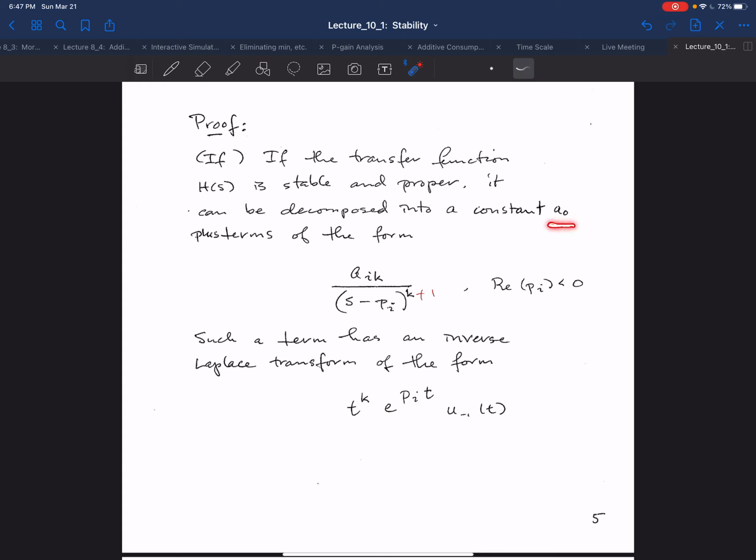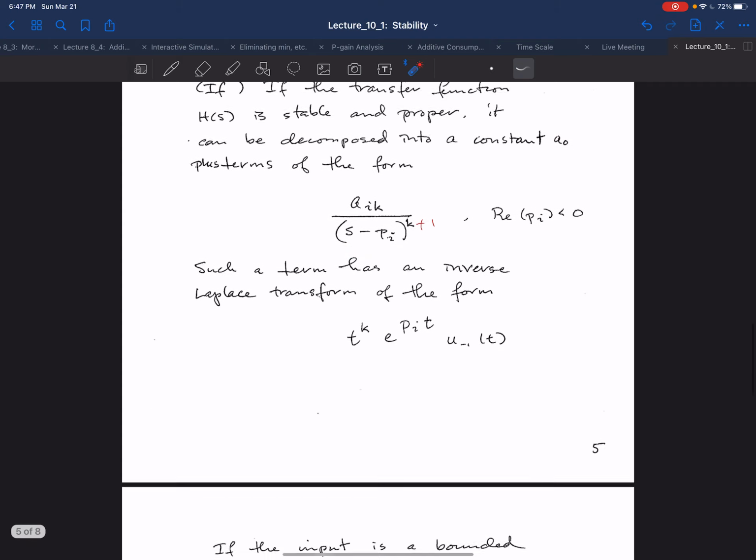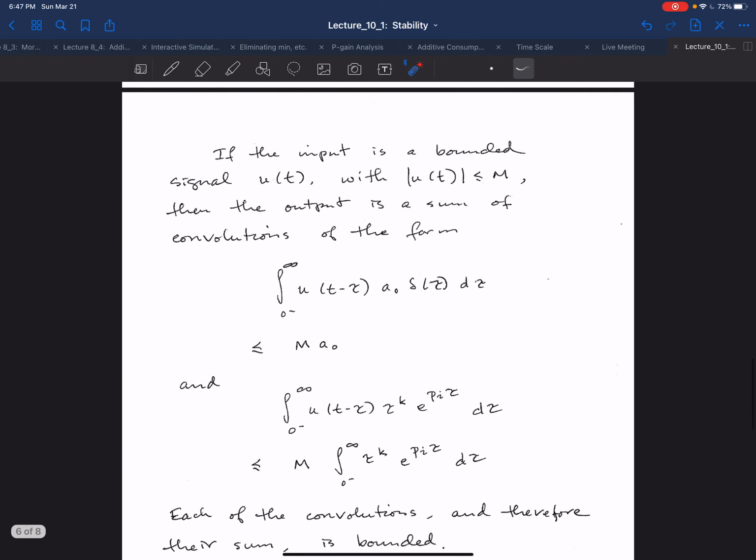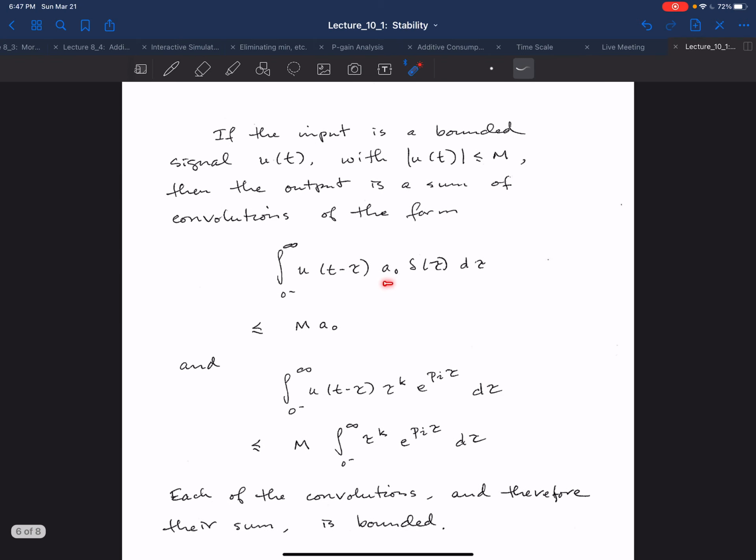What about the constant a naught term? We know what we get when we invert this. When we invert a naught, what do we get? Well, a naught being just a constant, we get an impulse. So we get a term a naught times a unit impulse from the constant term, and we get, in terms of tau instead of t, tau to the k times e to the p_i tau for all of the other terms that correspond to non-zero poles, that correspond to poles which lie to the left of the imaginary axis.